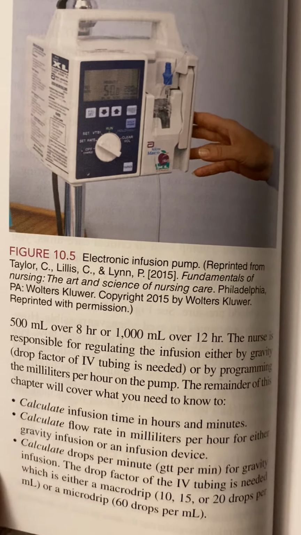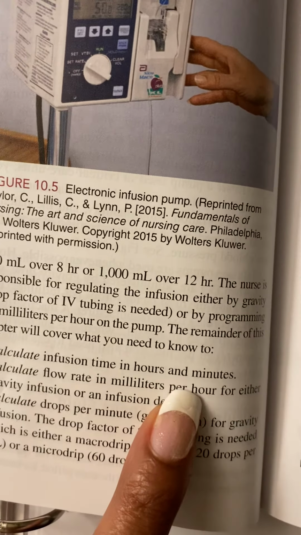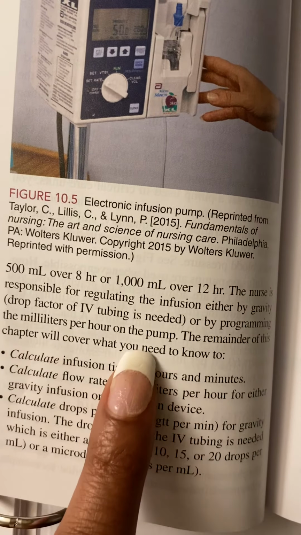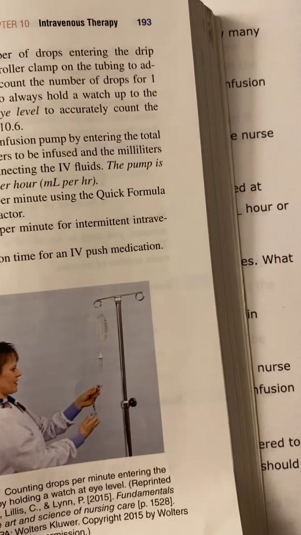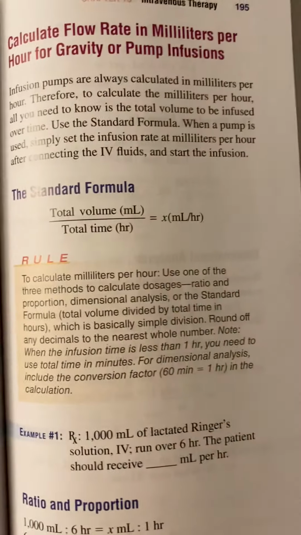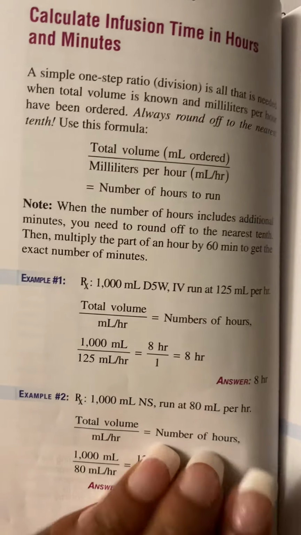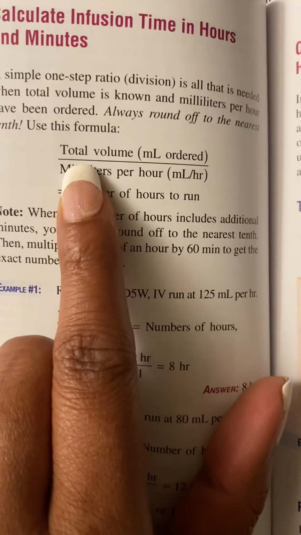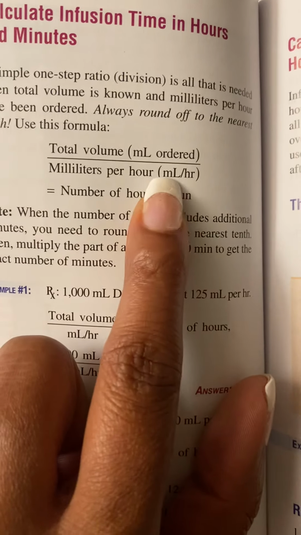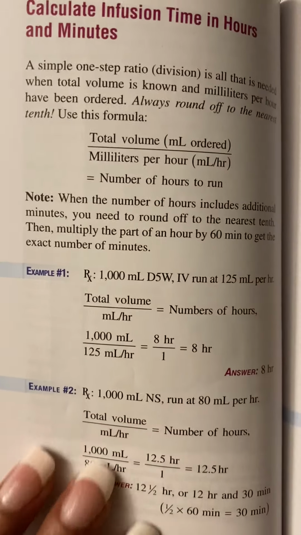We're going to look at the electronic infusion pump, how to calculate the infusion time in hours. So I want to make sure that you understand completely about the drop factor of IV. Be able to calculate the infusion time. And this is how we will calculate using the total volume, which is the milliliters that the doctor ordered. You're going to divide that by the milliliters per hour. And that will give us the number of hours that the IV is supposed to run.